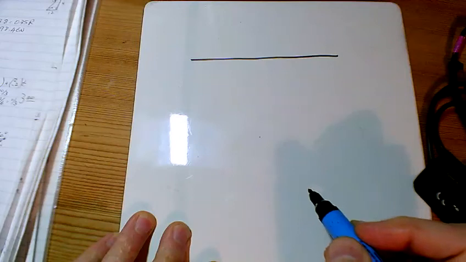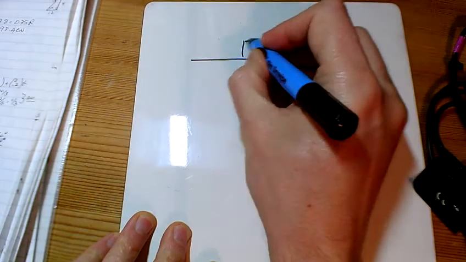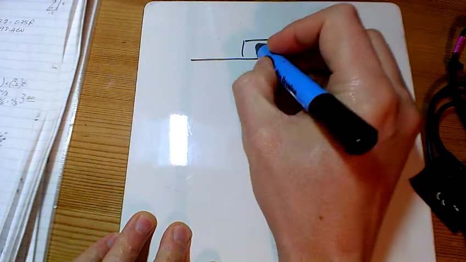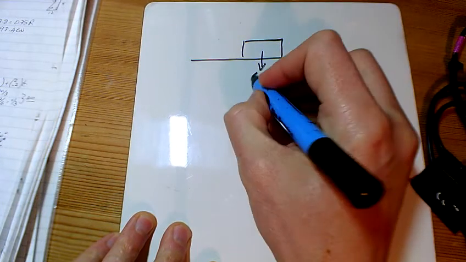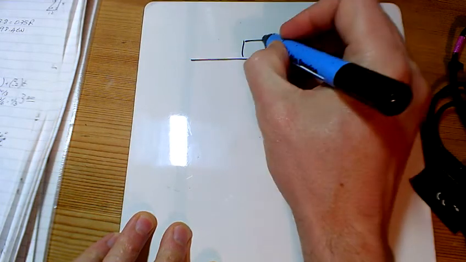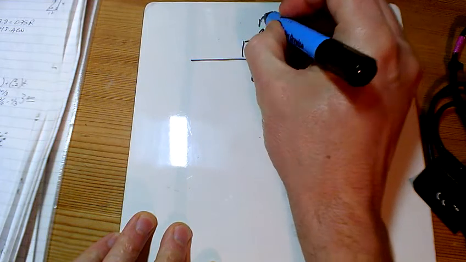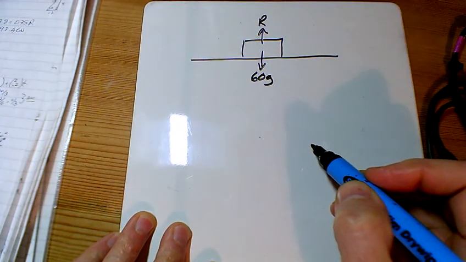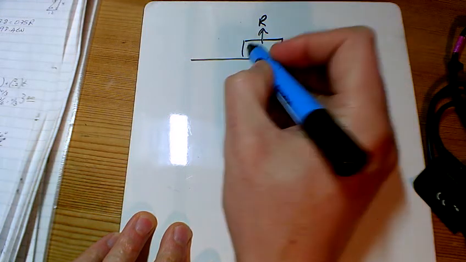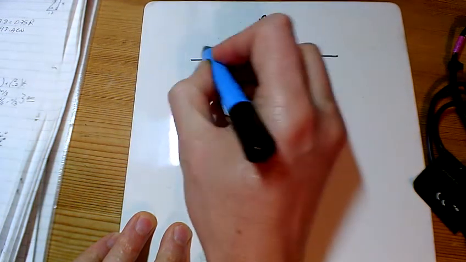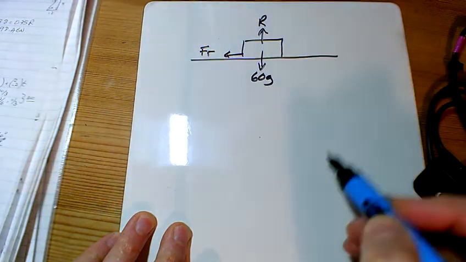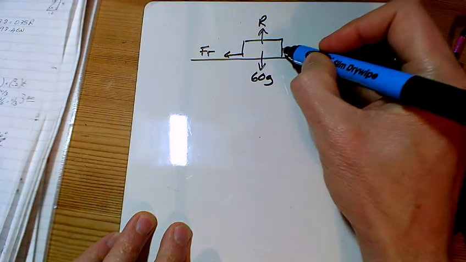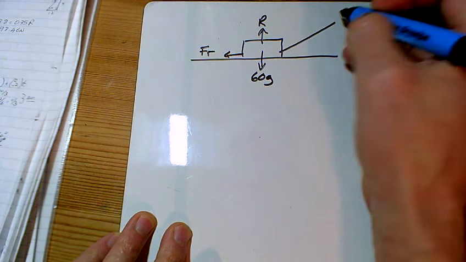Question 25. We've got a box of mass 60 kilograms. So let's put 60g going down there, and we'll have a normal reaction coming up as well. And it's moving along a rough surface, so we've got some friction stopping it moving, and it's being pulled by a force P.